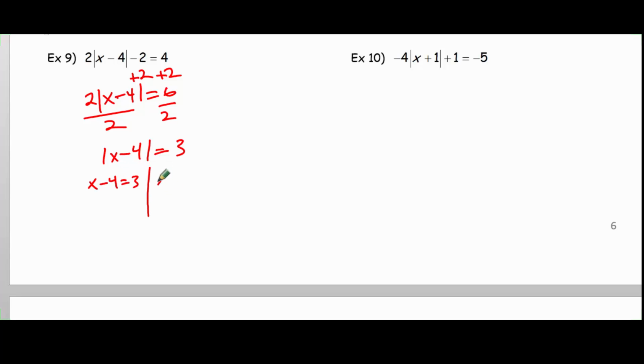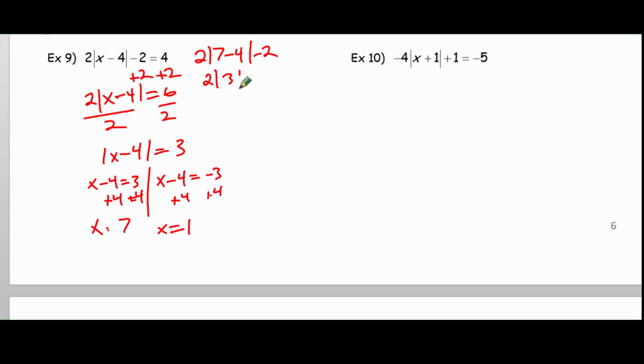Hopefully you split up into 2 equations, x minus 4 equals 3, and x minus 4 equals negative 3, and we solve it. So x equals 7, or x equals 1. So let's see here. 2 times the absolute value of 7 minus 4, minus 2. So this is 2 times the absolute value of 3. So 6 minus 2 is 4. Sounds good. And we put in 1.